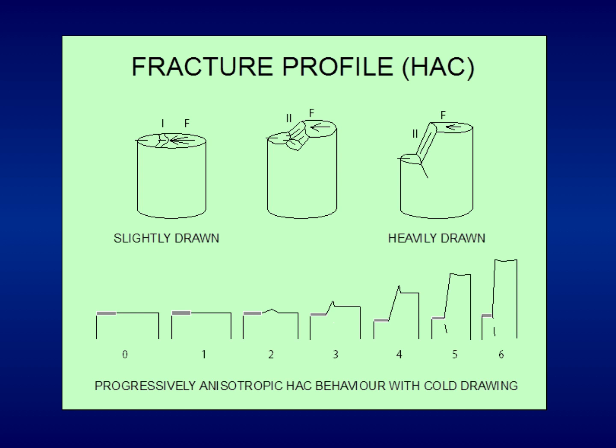At the bottom, we have the 6 profiles of fracture for the 6 degrees of cold drawing: 0, 1, 2, 3, 4, 5, 6, evolving from only mode 1 to mixed mode with slight mode 2, to mixed mode with a strong component of mode 2 and a marked deflection angle almost close to 90 degrees in relation to the original propagation direction in mode 1. Then we have a progressively anisotropic hydrogen-assisted cracking behavior with cold drawing.